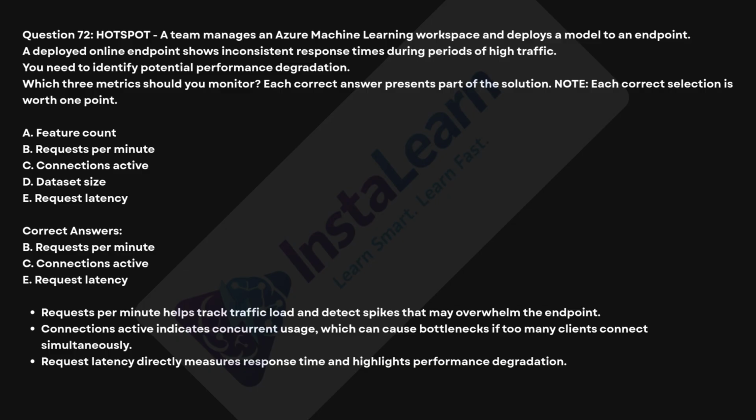Here's why. Requests per minute helps track traffic load and detect spikes that may overwhelm the endpoint. Connections active indicates concurrent usage, which can cause bottlenecks if too many clients connect simultaneously. Request latency directly measures response time and highlights performance degradation.